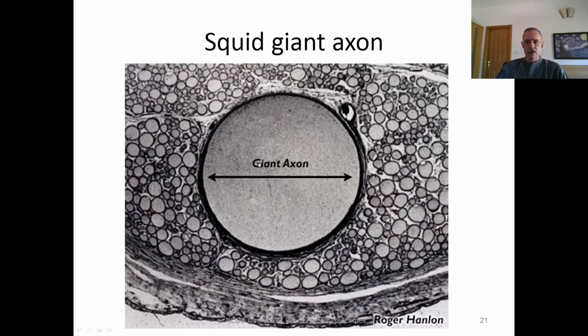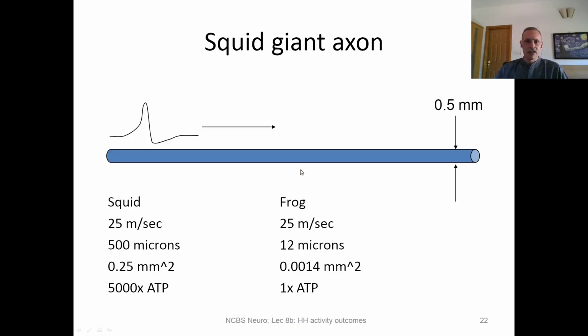So just to remind you, here's the squid giant axon, roughly 500 microns across. All its regular axons are much, much smaller, as you can see. This is huge. And the vertebrate, the frog, the human axon is much smaller, and it is much more effective. So here we go. Squid, you can achieve 25 meters a second, which is not too bad at all. The frog can achieve the same thing. Here's the difference, though. This is done with a 500 micron axon, incredibly huge metabolic load. This is done with a 12 micron axon.